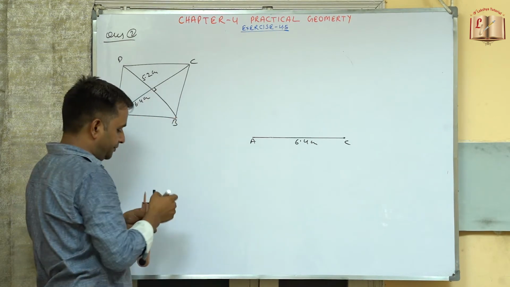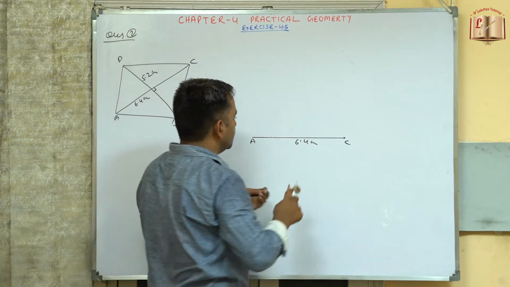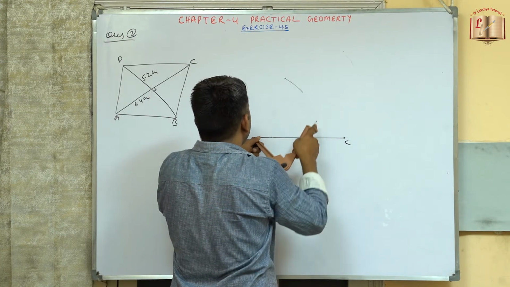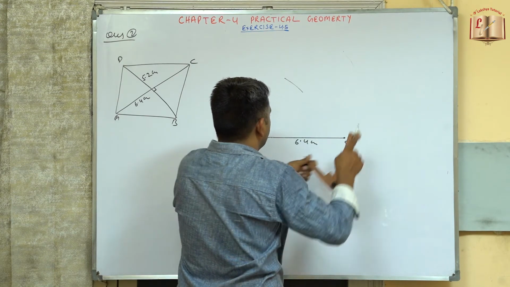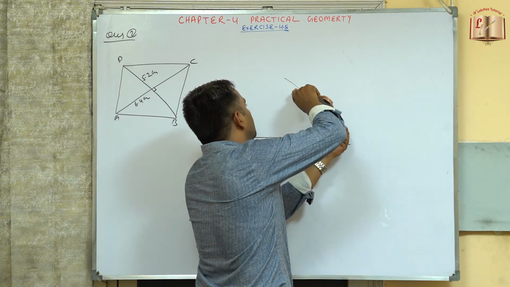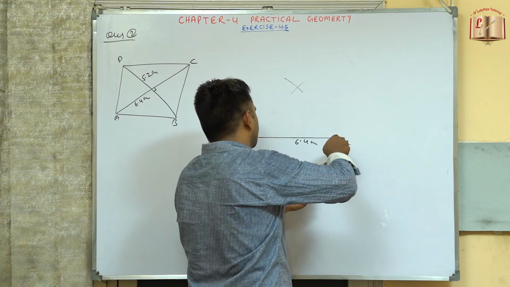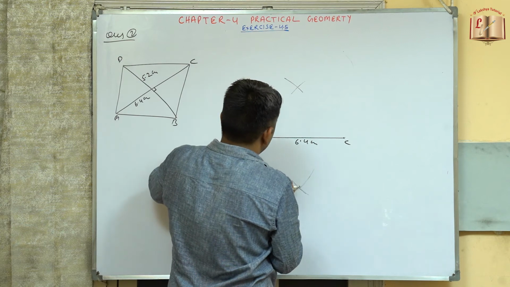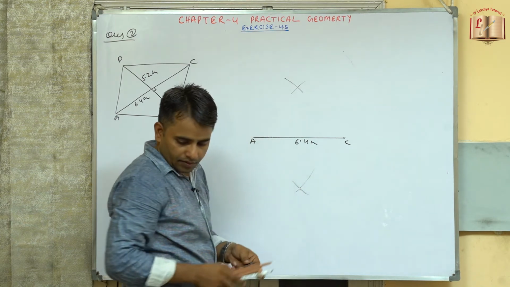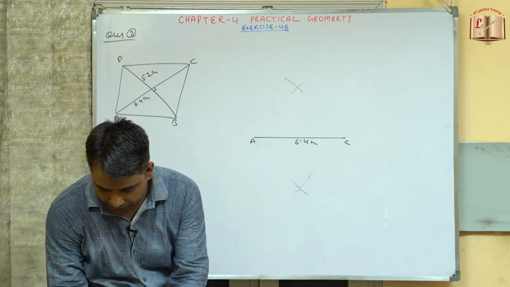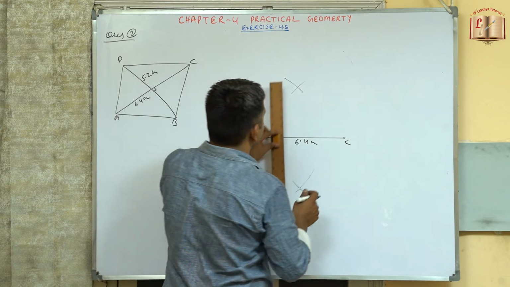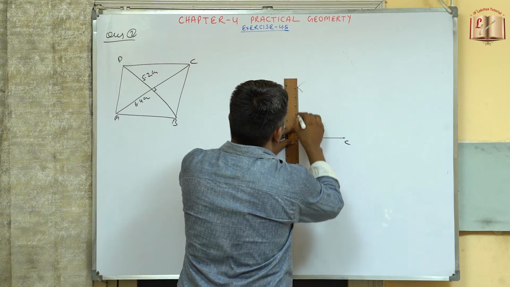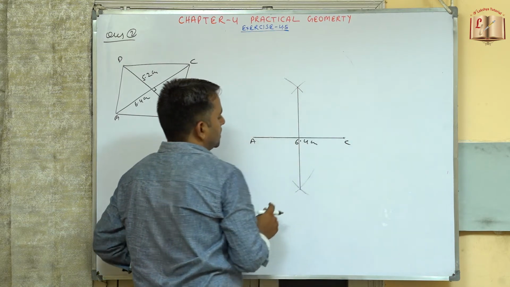Now we will draw the perpendicular bisector of this diagonal because in rhombus diagonals intersect each other at 90 degree. So taking more than half distance we will draw an arc. So again from this point, so this is now the perpendicular bisector for us.